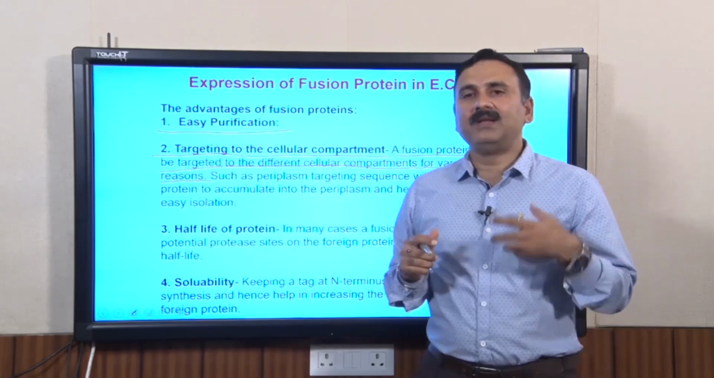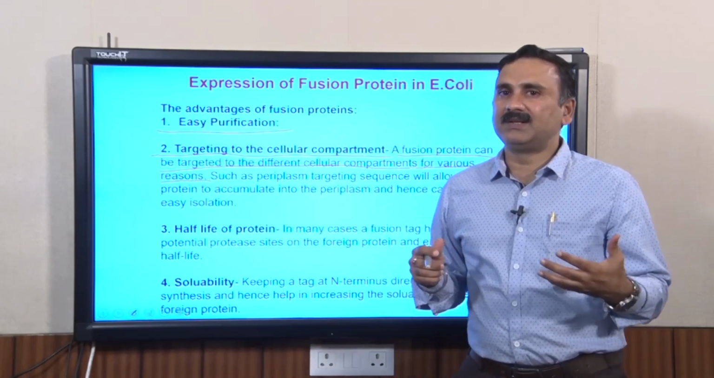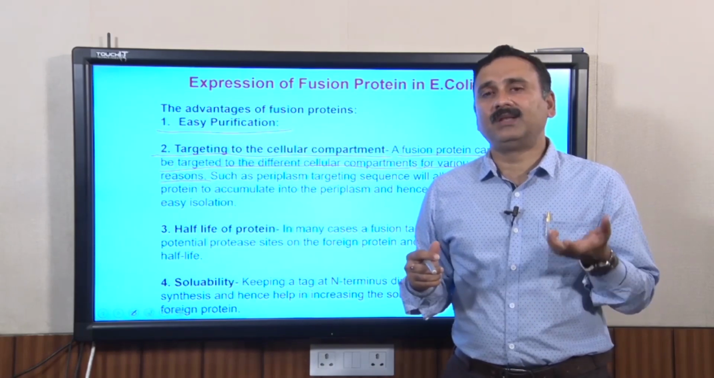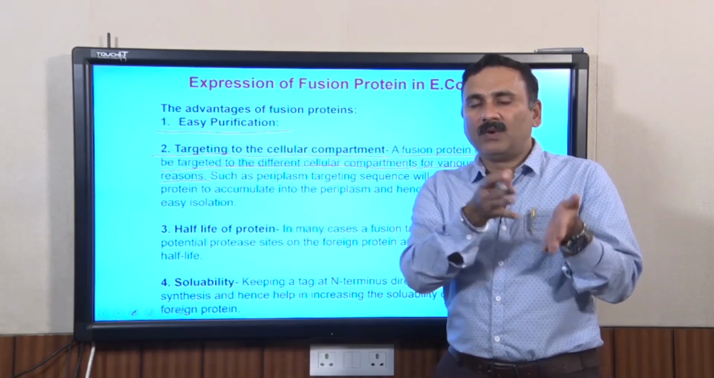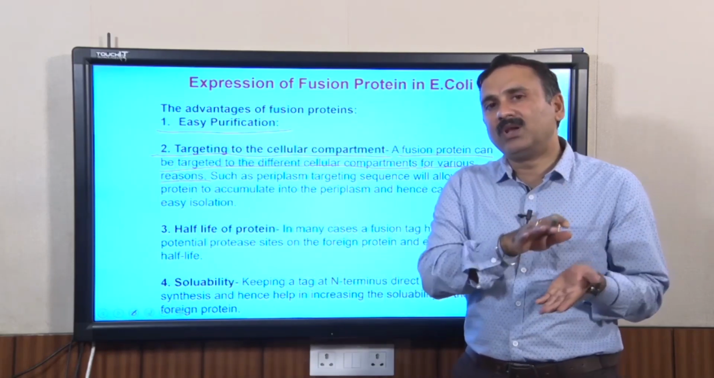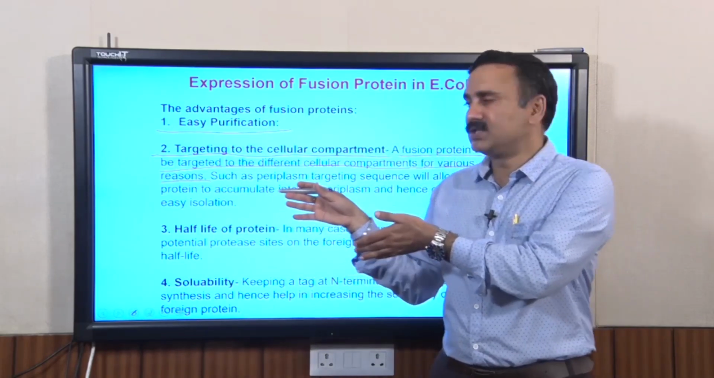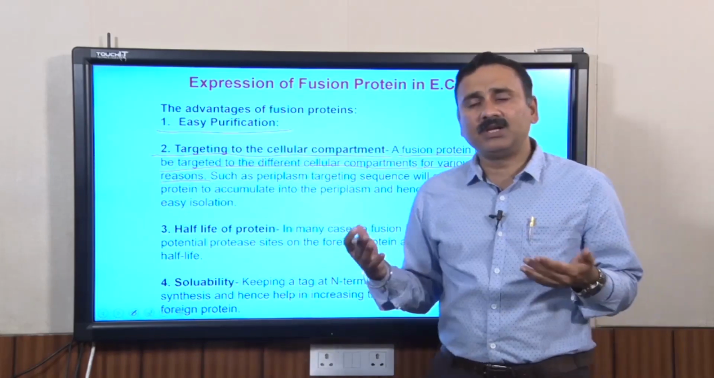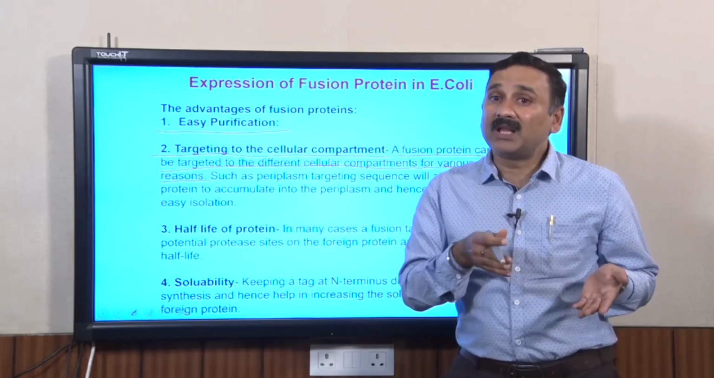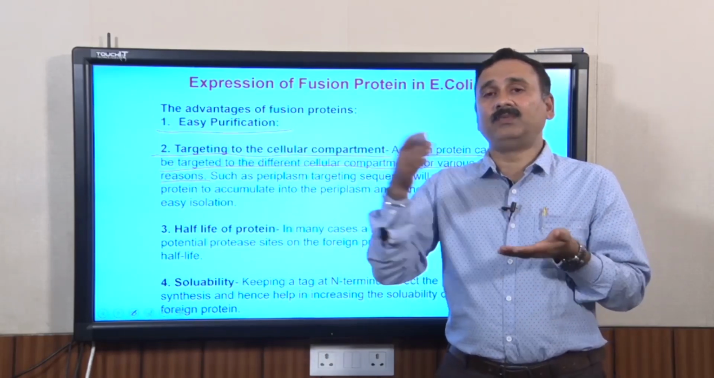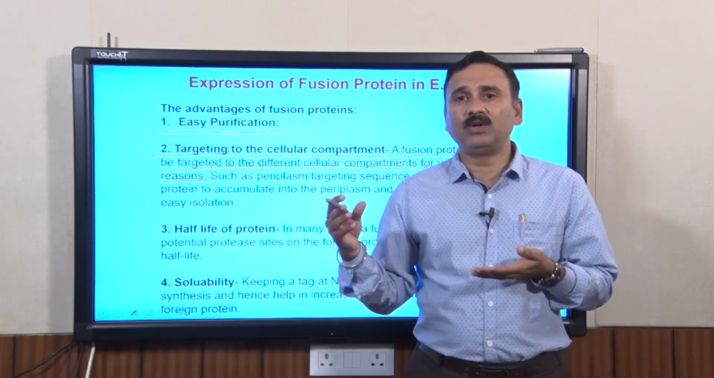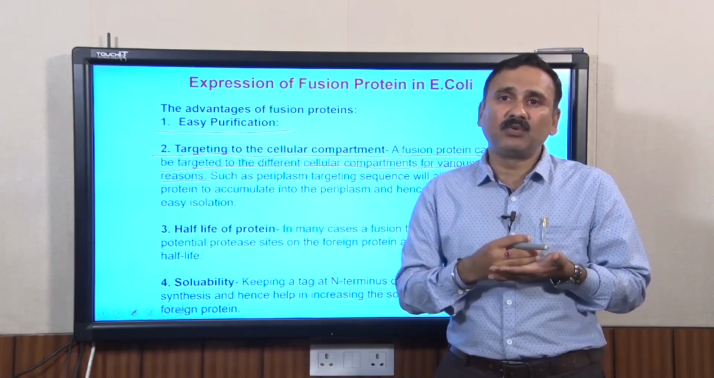In addition, in the bacterial system, you can put periplasmic localization sequences, and in that case, once the fusion protein is overexpressed, the protein will go to the periplasmic fraction. The advantage of sending the protein to the periplasmic fraction is that the periplasm is away from the cytosolic site, so isolation of these proteins is easier compared to cytosolic proteins.